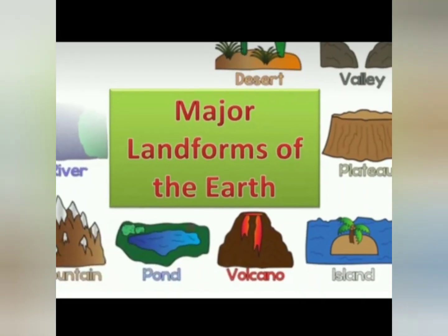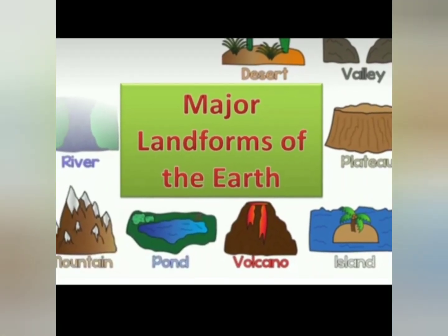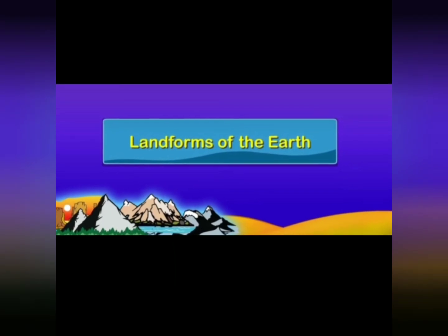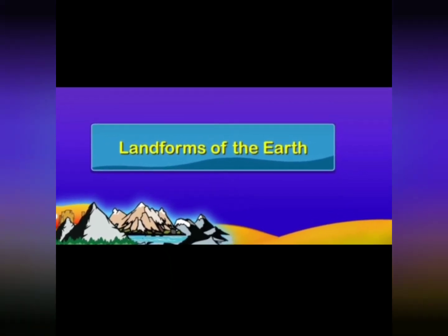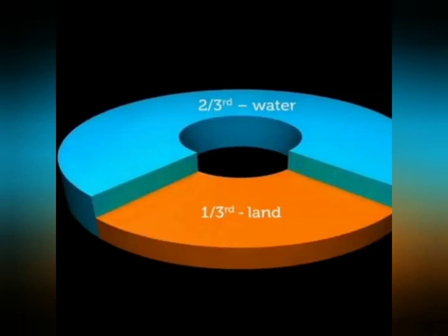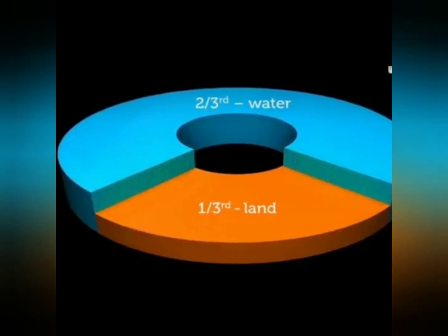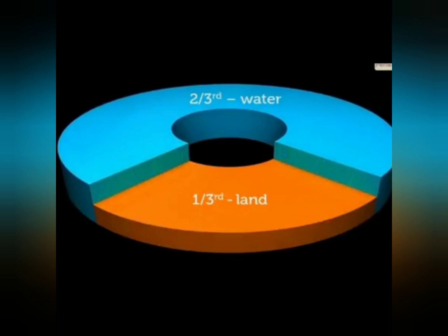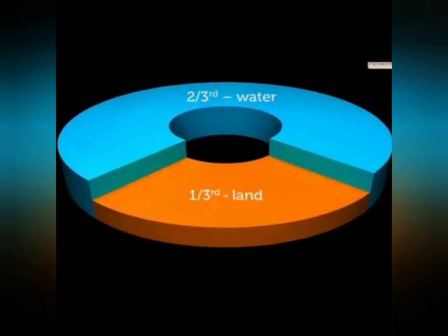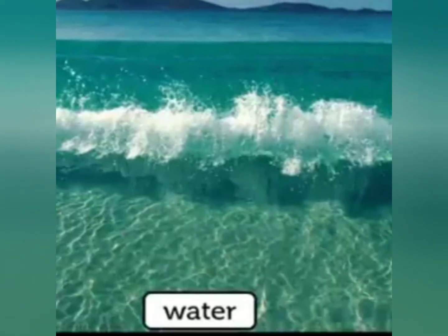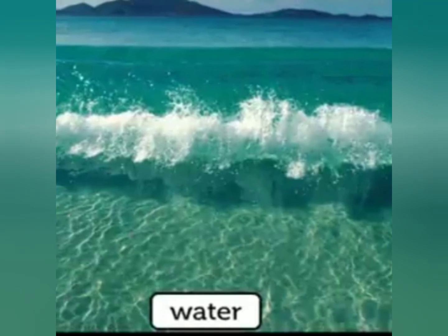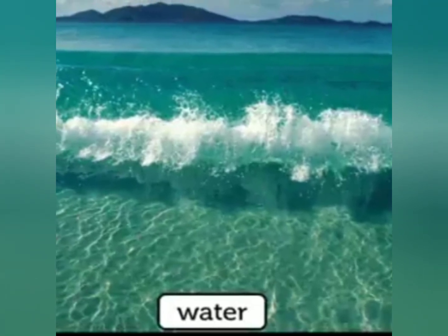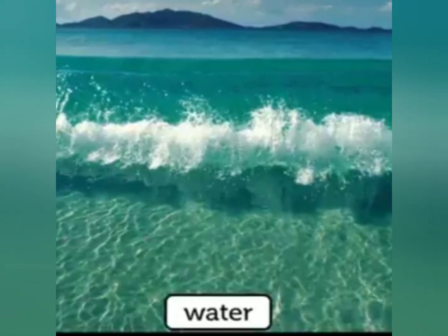Today we are going to start a new chapter in SST, that is major landforms. To begin with, we all know that our earth is made up of land and water. Around 29% of the earth's surface is covered by land and the rest 71% by water. If I am saying water, it means oceans, rivers, seas, each and every water body I am talking about.